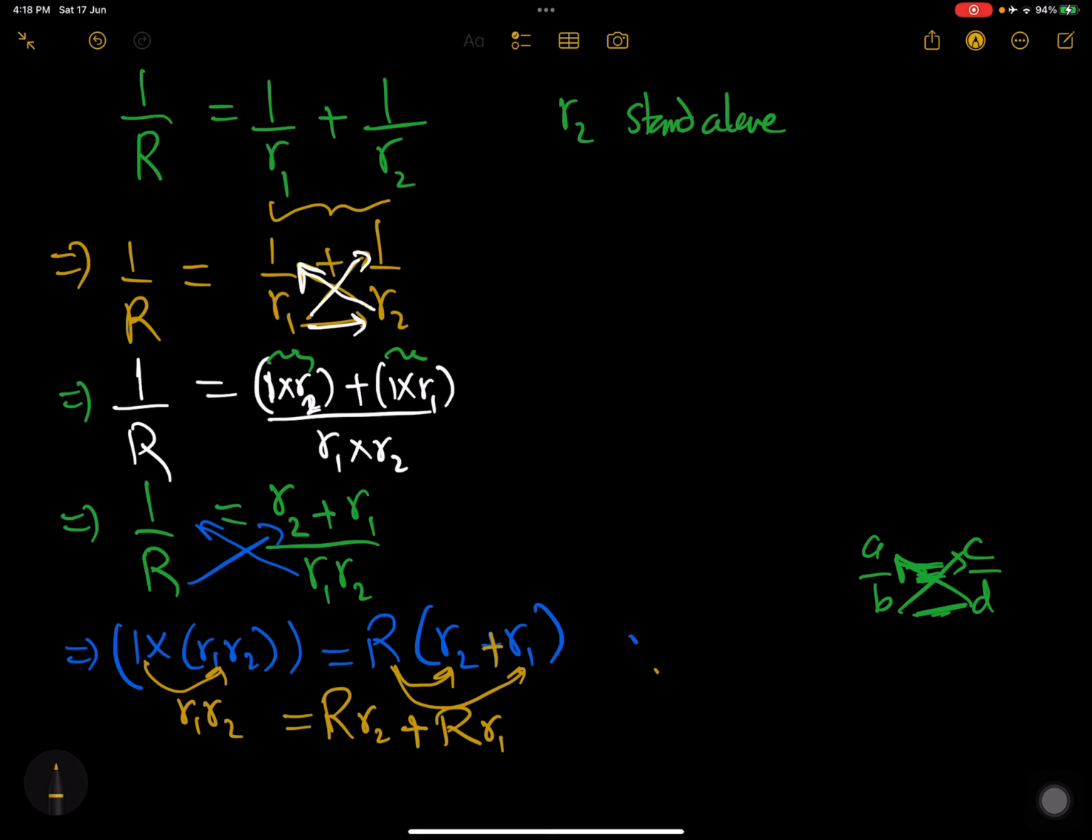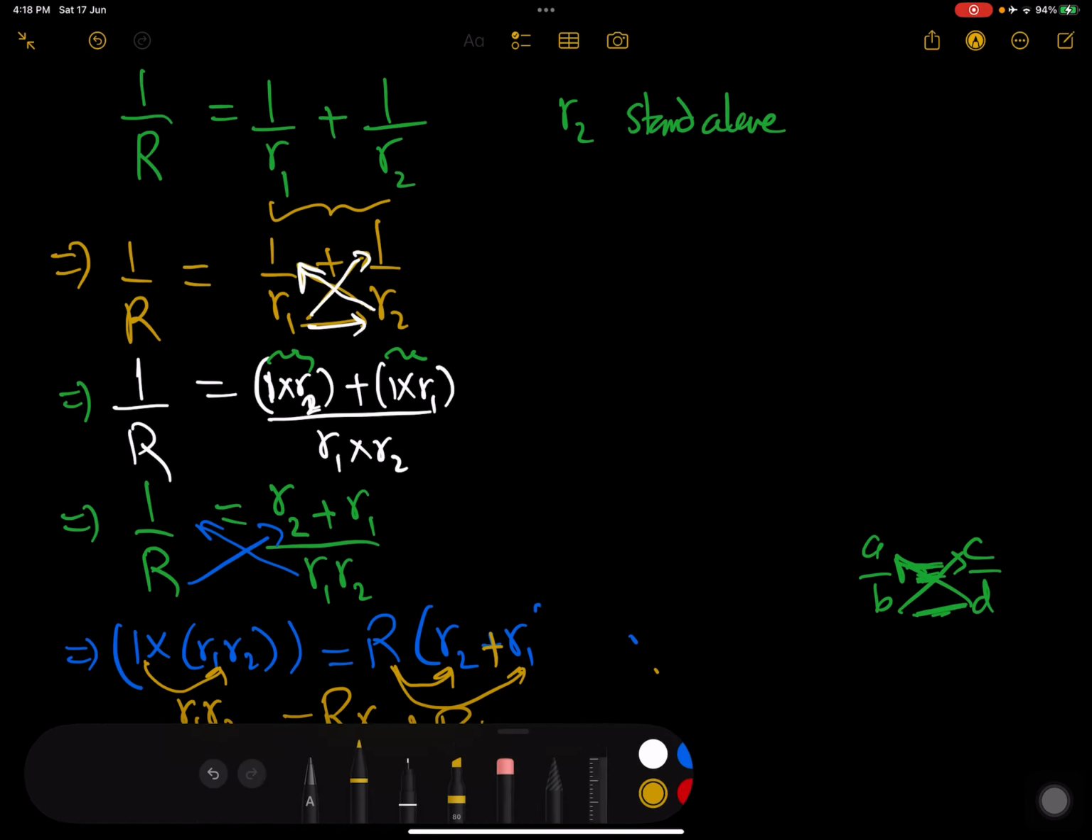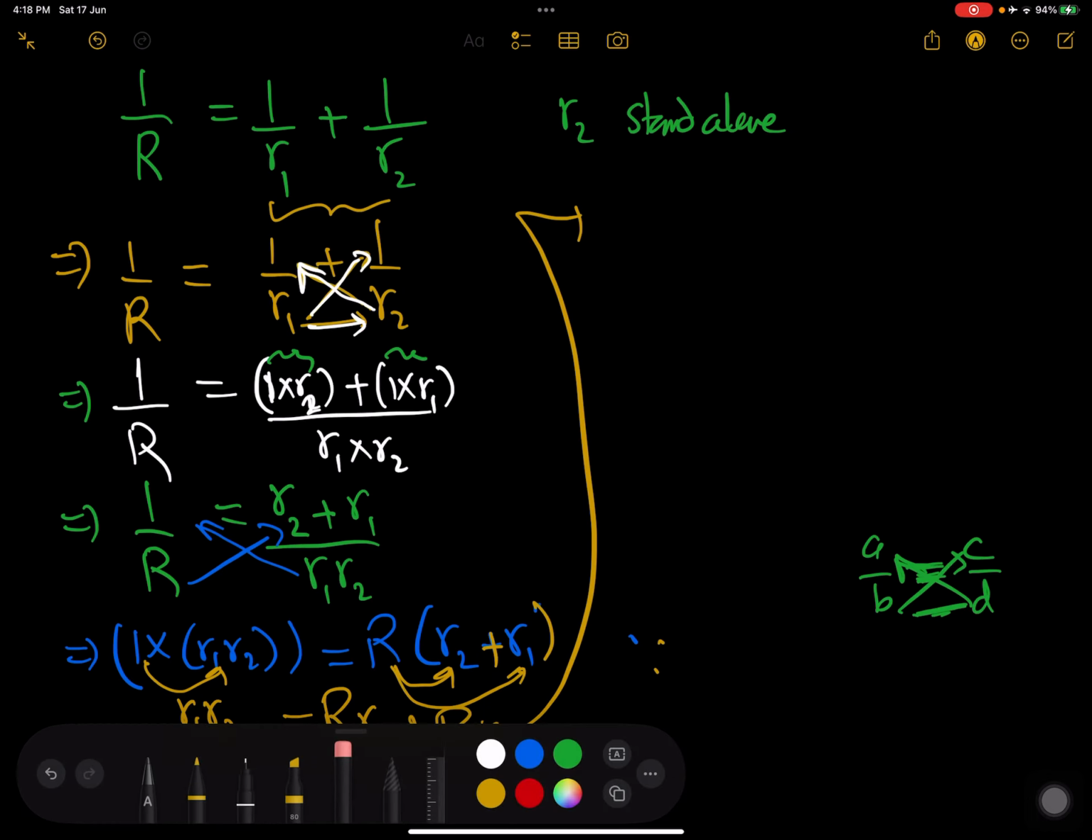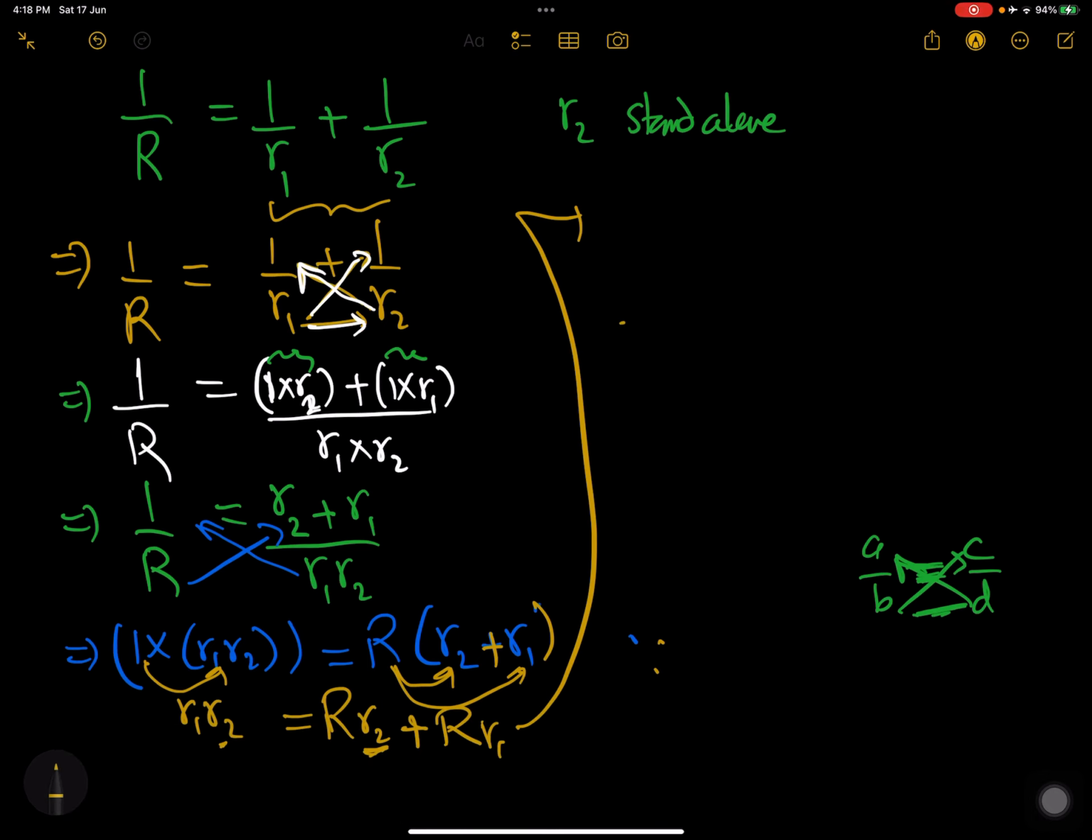But remember, we want to make r2 stand alone. There's another r2 here, so they can join together. They can be friends. So we're going to continue here, and by saying that the r1 r2 can have this joined here, and that will become minus big R small r2, which is equal to big R small r1.